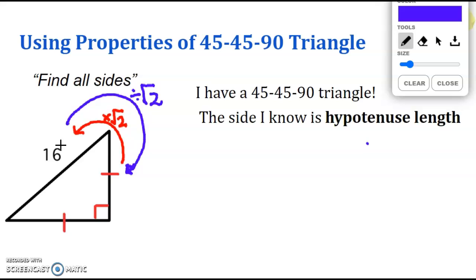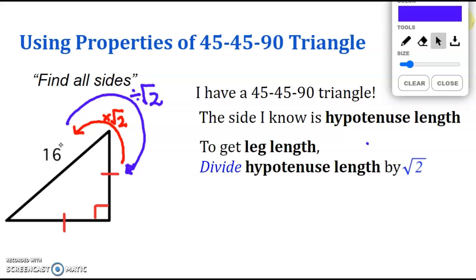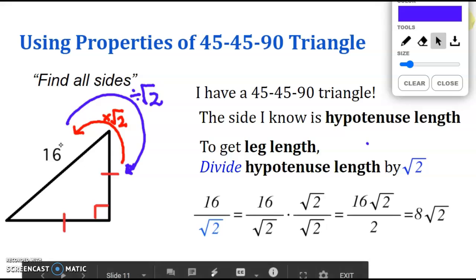Okay, so we are going to divide 16 by square root of 2. To get leg length, divide hypotenuse length by square root of 2. So that means we're dealing with 16 divided by square root of 2. Now remember, we do not want the radicals as a denominator. So we want to rationalize the denominator. How do we do that?